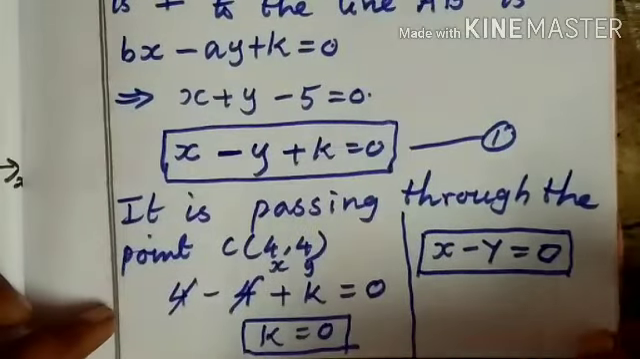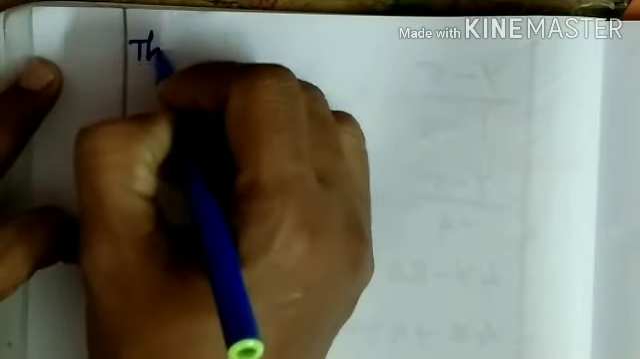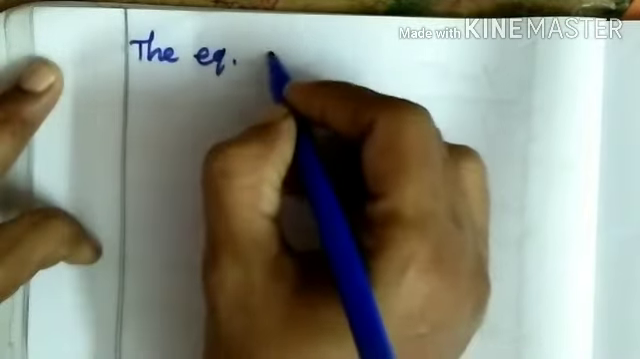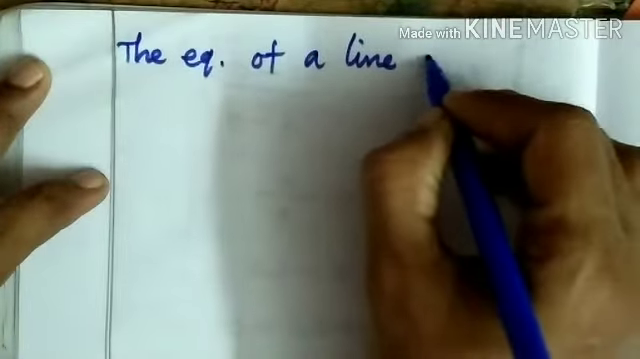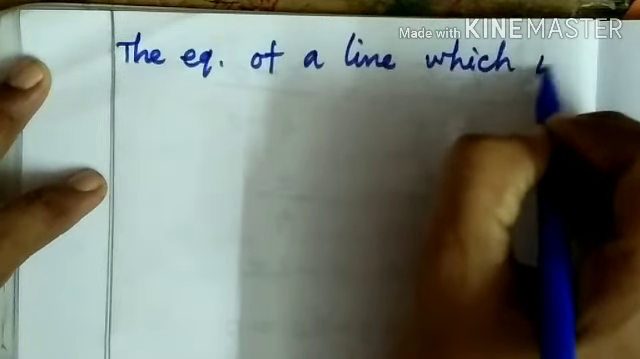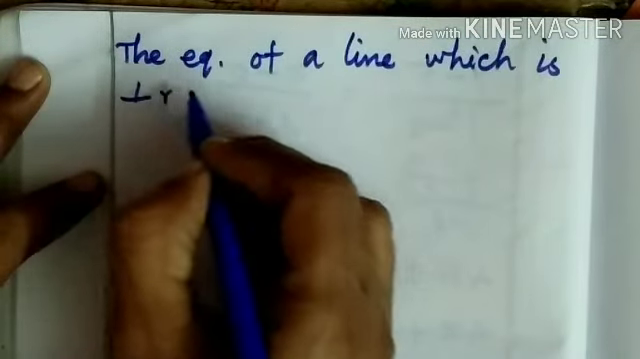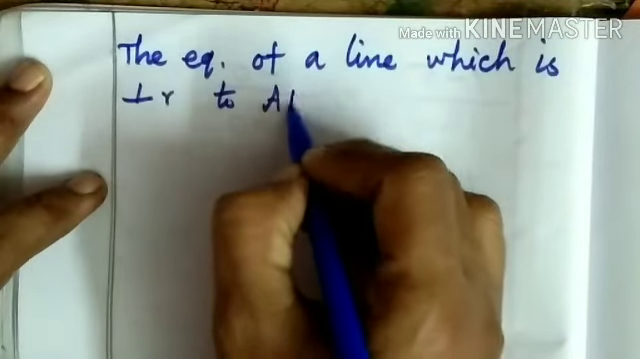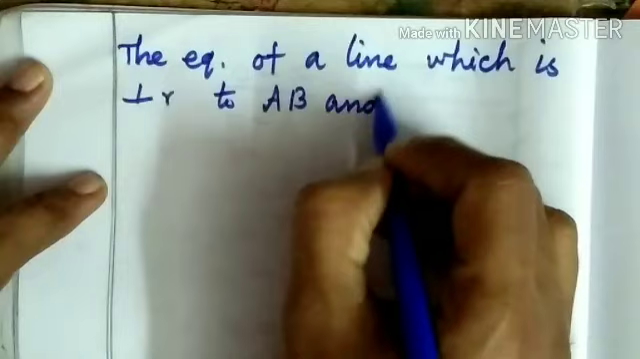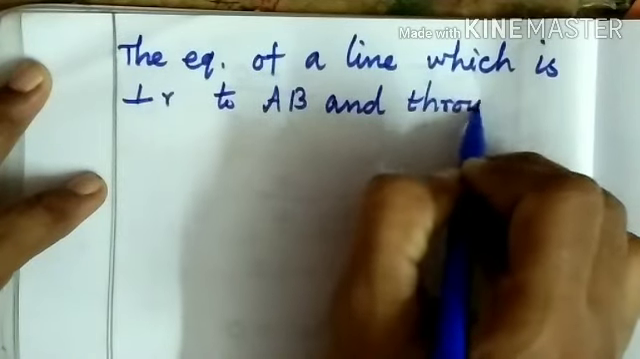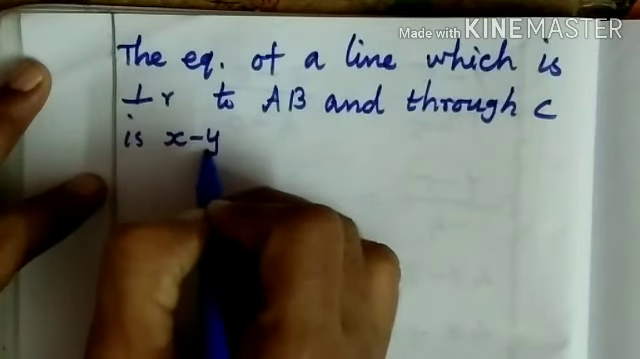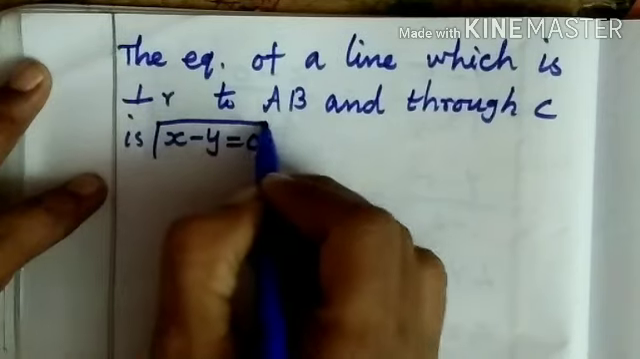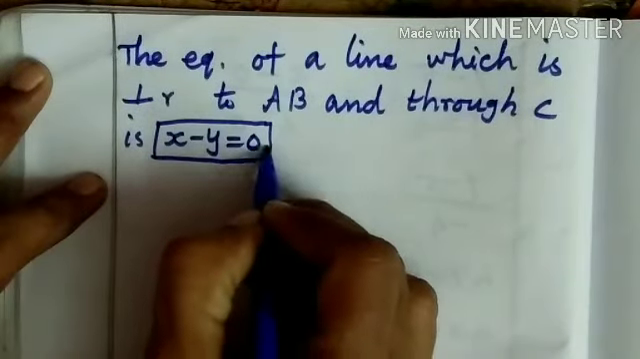Now take down and write the answer. The equation of a line which is perpendicular to AB and through C is x minus y is equal to 0. This is the answer for the second subdivision.